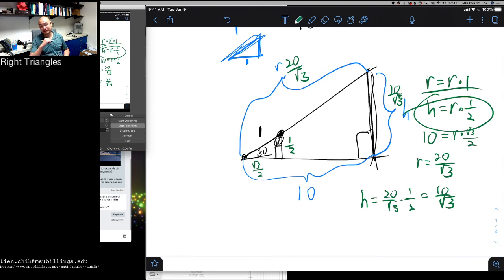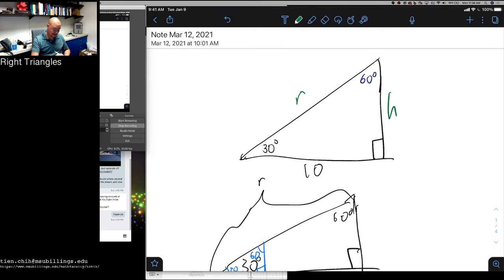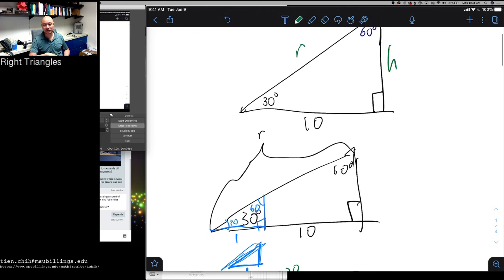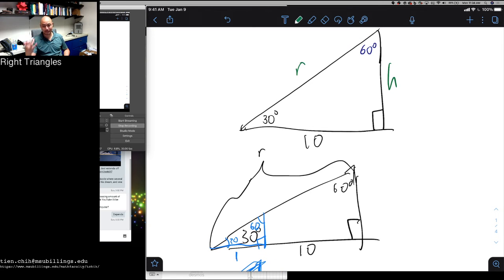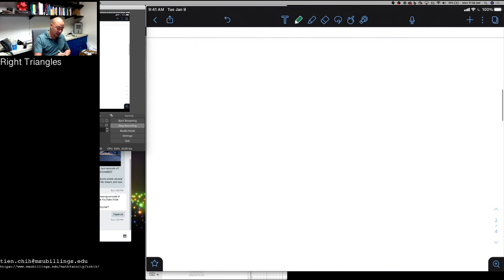And that's my height. Right? So that's a concrete expression for how we can find the radius and the height of this triangle based on what we know about right triangles on the unit circle, whose hypotenuse is 1.